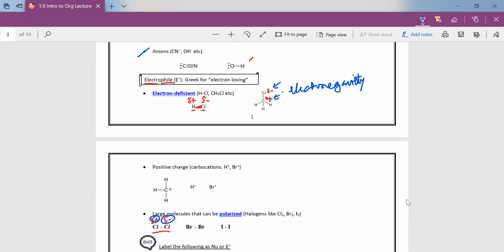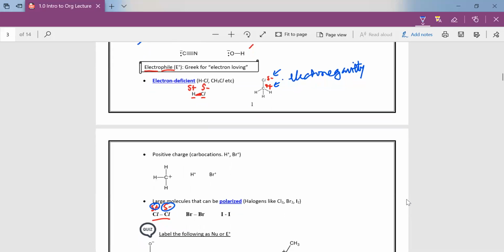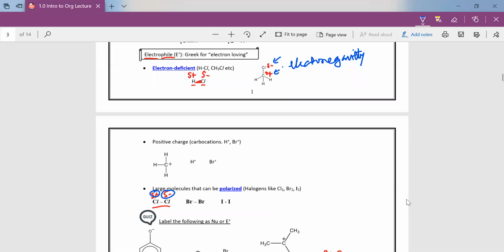Your IDID. Okay, so you want to label the following as nucleophile or electrophile. Take about a minute or so to label these four compounds. You can pause here if you want to. Pause now.